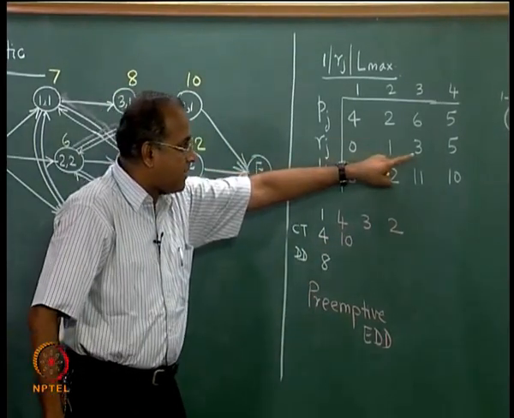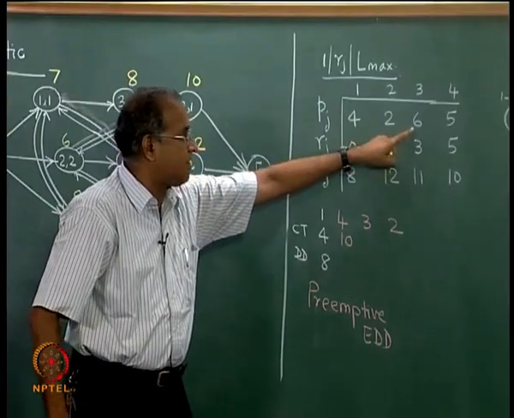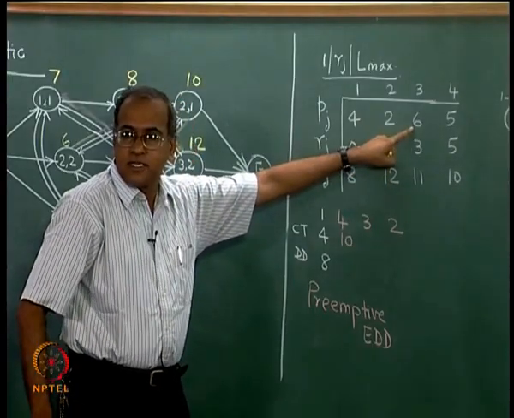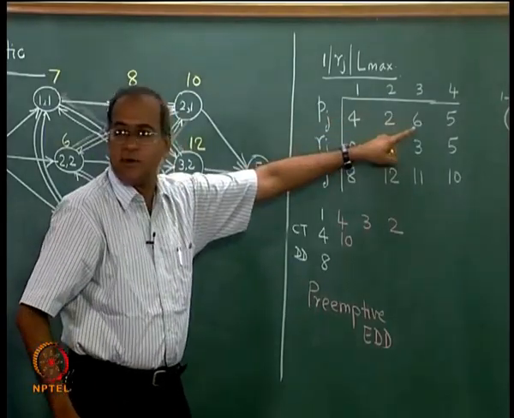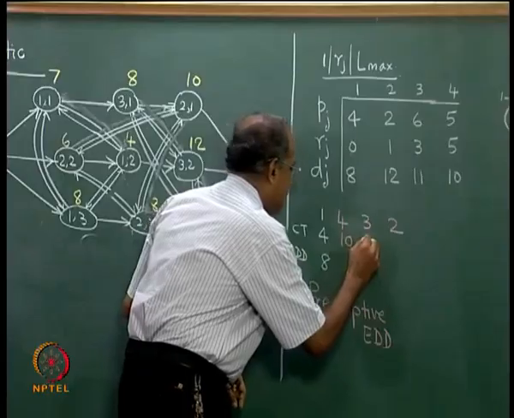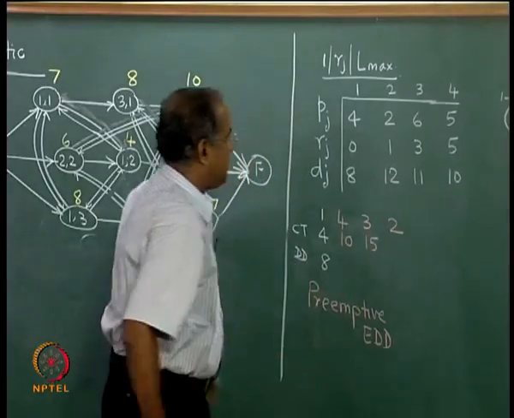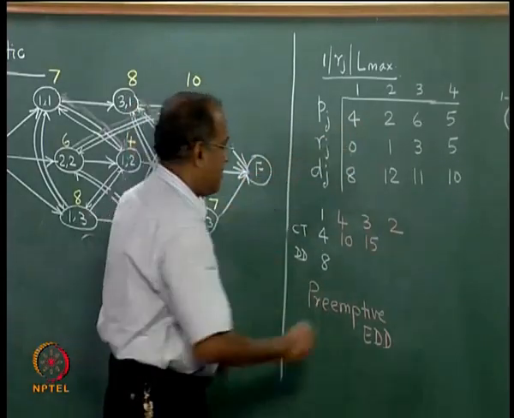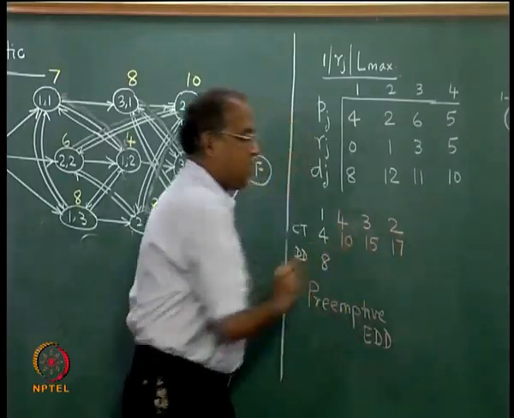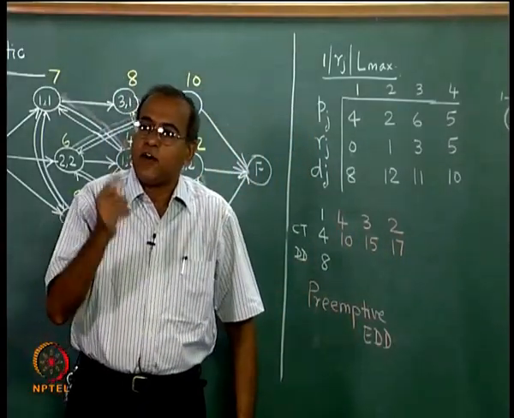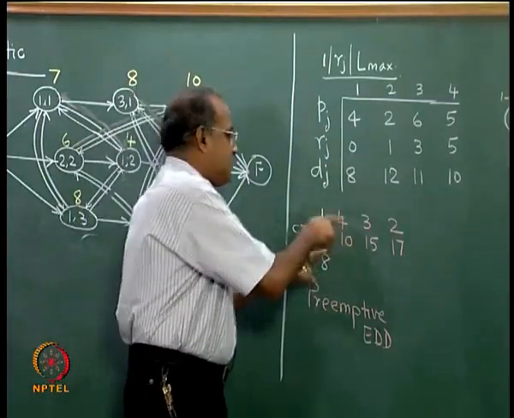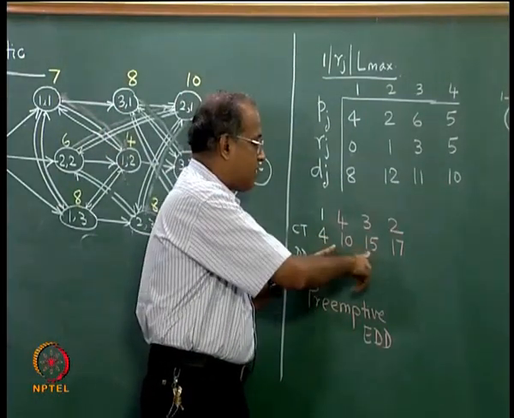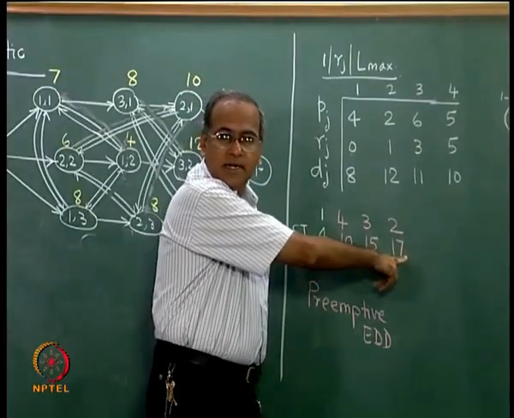Now, for 3 already I have done one unit of processing time. So, 3 will now go back and complete the remaining 5 units of processing time, finish at 15, by which time job 2 is available, and then this will be 17. If on the other hand I had not used a preemptive EDD rule, then this would still have been 10, but this would have been 16 and this would have been 18.